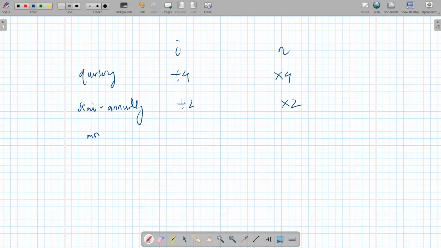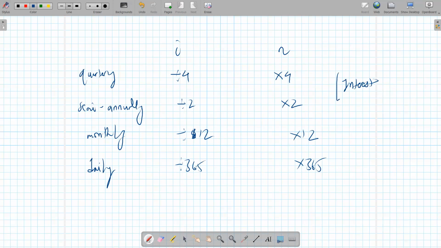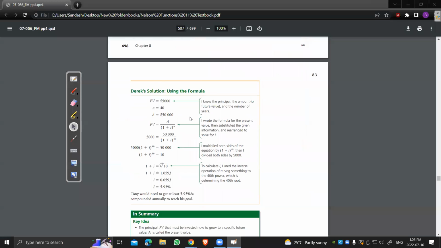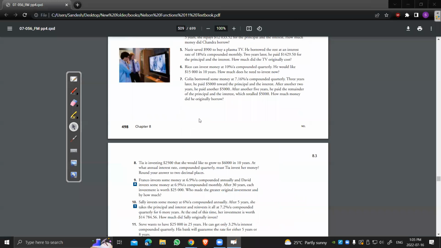Then you can have monthly. Again, this one is just count the months, right? It's going to be 12 divided by 12 times 12. You can also have daily, which is what banks do these days, which is going to be 365. To maximize the interest, the more often it's compounded, the higher the interest. So that's why you have to be careful with credit cards, because the interest rate that you're going to have to pay back, if you can't pay back, it's going to be very high, which is also going to be reflected on your credit score.